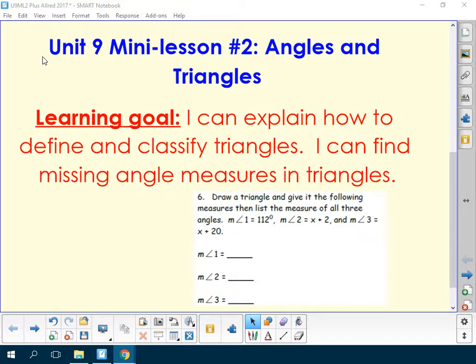We're going to talk about angles and triangles today. Your learning goal is that by the end of the day, you should be able to explain how to define and classify triangles, and you can find missing angle measures in triangles by the end of the day as well.